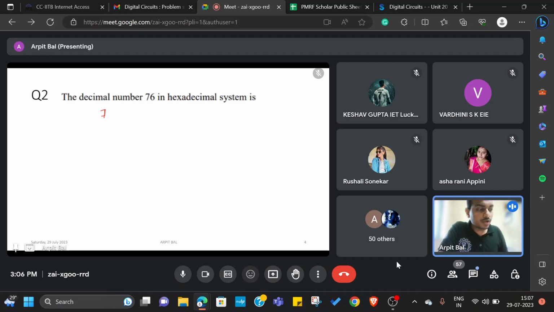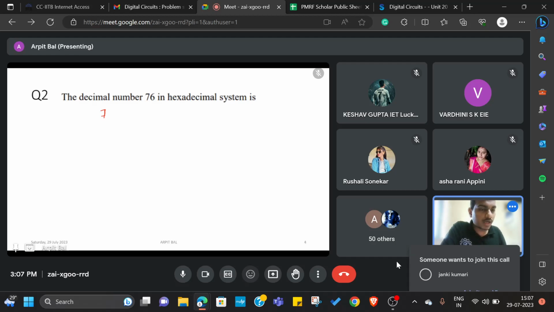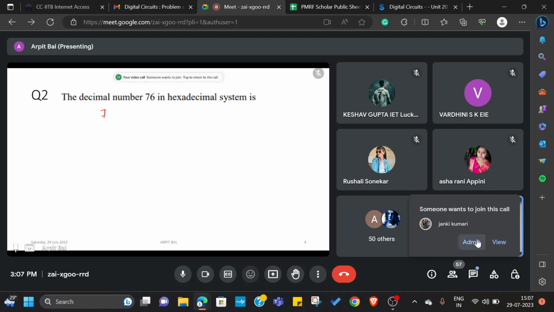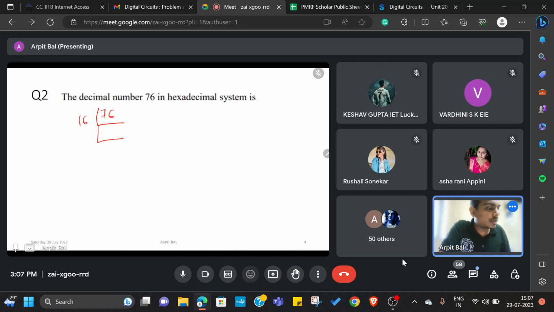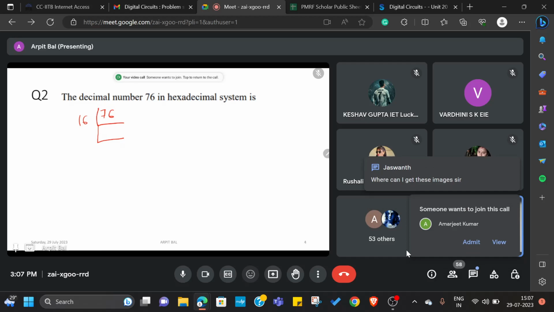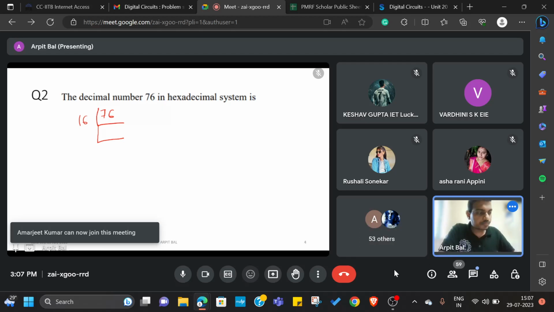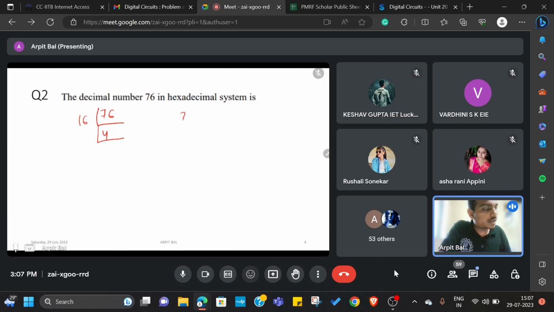Okay, now moving on to the next question. We have the decimal number 76 and we need to find its hexadecimal representation. We take 76 and start dividing it by 16. We know 16 fours are 64. So the quotient is 4, and the remainder will be 76 minus 64, that is 12.